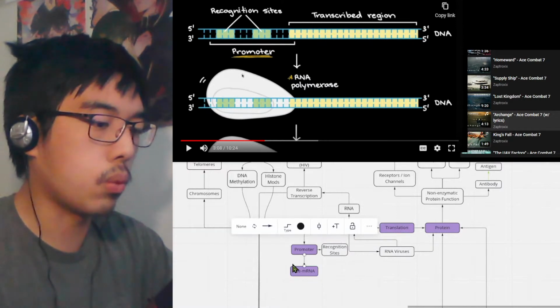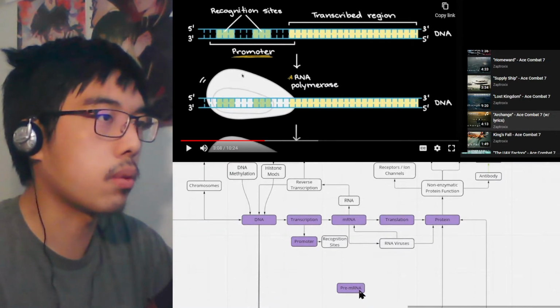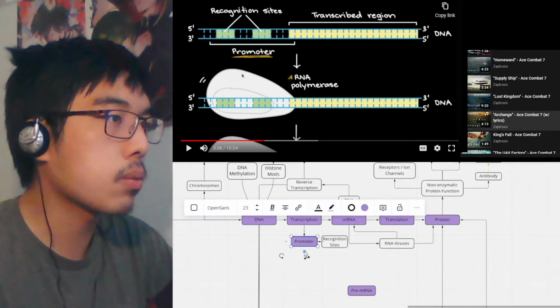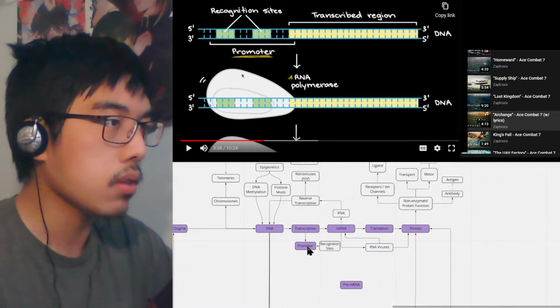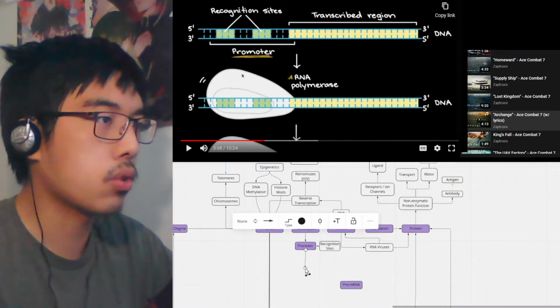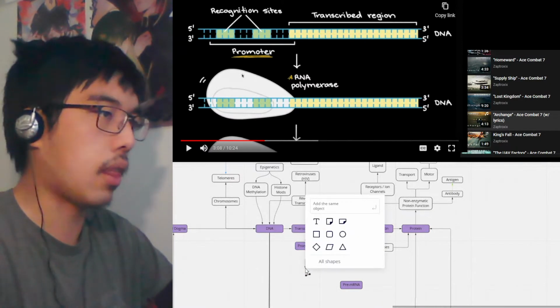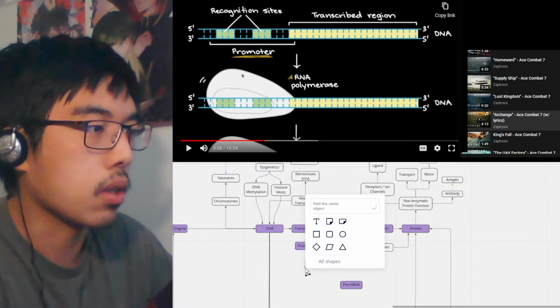Right, I am getting way ahead of myself by putting pre-mRNA here. Let's put RNA polymerase down. And then we can worry about introns and exons. Yeah, exons. They don't have the tron part.